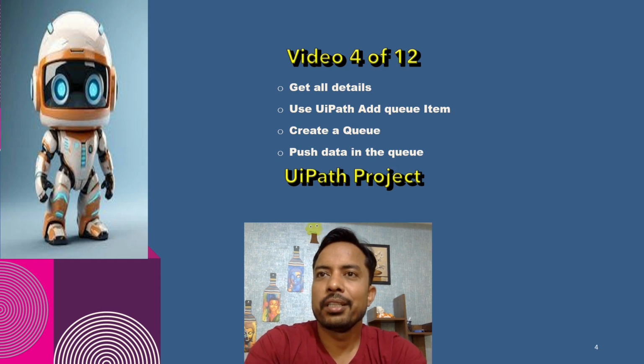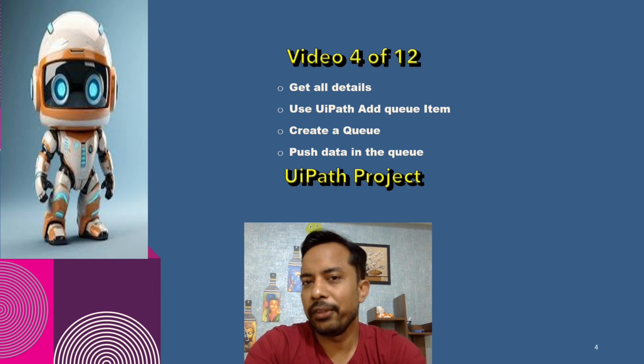We will also create a queue, and see how to create different columns, or data fields, in the UiPath Orchestrator queue. This is also covered in this video. So how can we push the data into UiPath Orchestrator using the UiPath Add Queue Item activity? All right, let's start the video and watch the complete video.